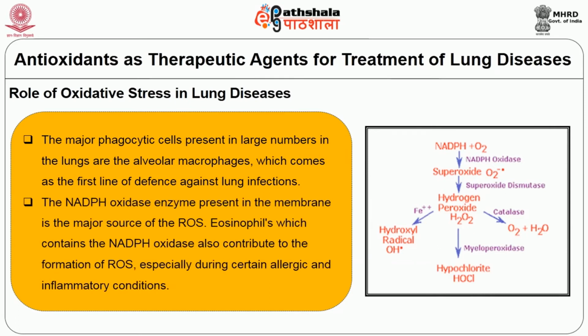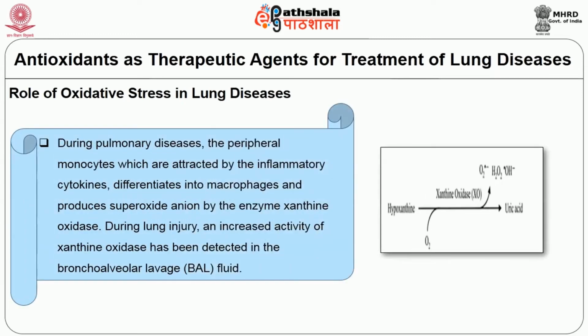The NADPH oxidase enzyme present in the membrane is the major source of the reactive oxygen species. Eosinophils, which contain the NADPH oxidase, also contribute to the formation of reactive oxygen species, especially during certain allergic and inflammatory conditions. During pulmonary disease, the peripheral monocytes, which are attracted by the inflammatory cytokines, differentiate into macrophages and produce superoxide anion by the enzyme xanthine oxidase. During lung injury, an increased activity of xanthine oxidase has been detected in the bronchoalveolar lavage fluid.